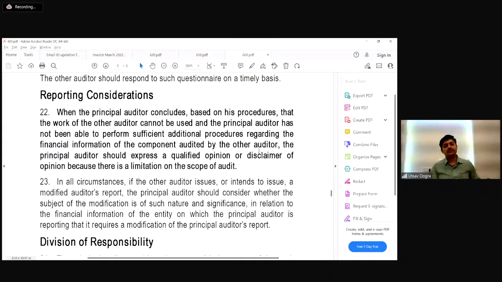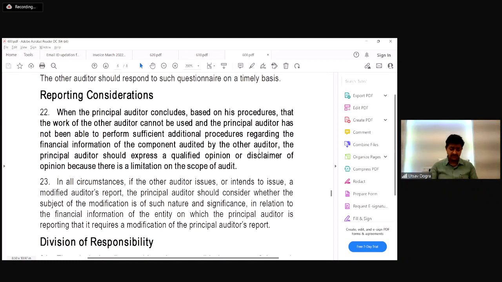Reporting considerations. When the principal auditor concludes, based on his procedures, that the work of the other auditor cannot be used, and the principal auditor has not been able to perform sufficient additional procedures regarding the financial information of the component audited by the other auditor, the principal auditor should express a qualified opinion or disclaimer of opinion, because there is a limitation of the scope of the audit, which we already understand. However, if there is any kind of limitation, the report must be qualified.